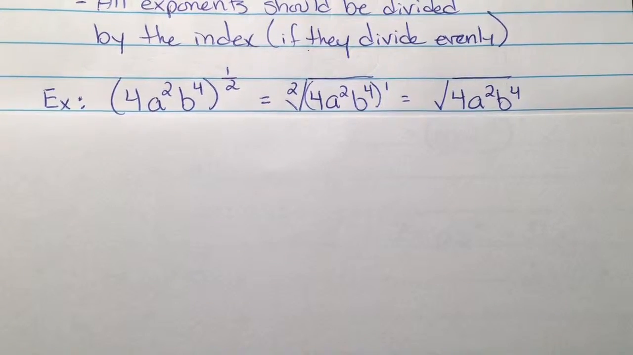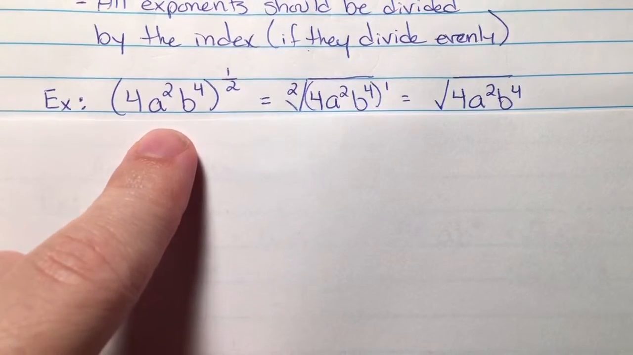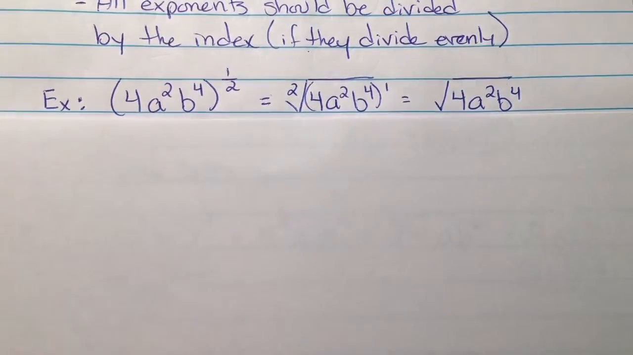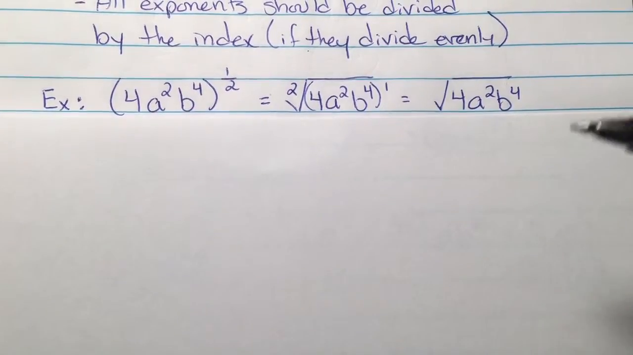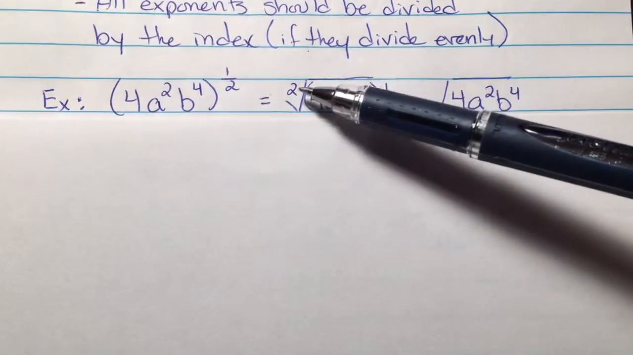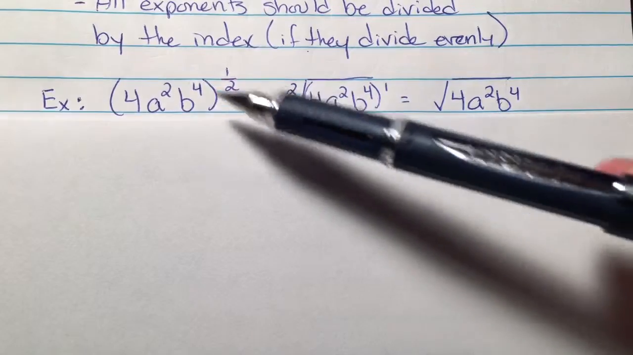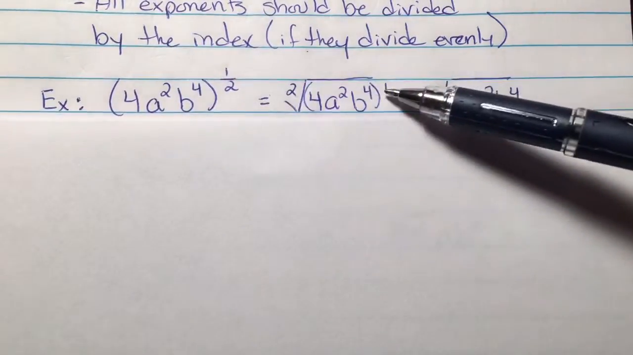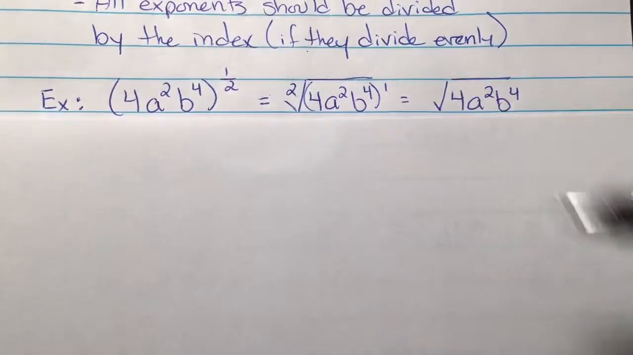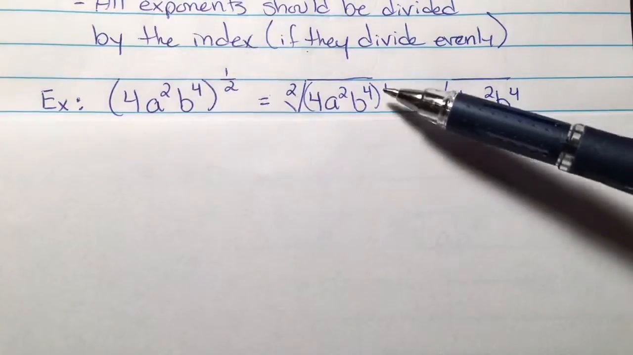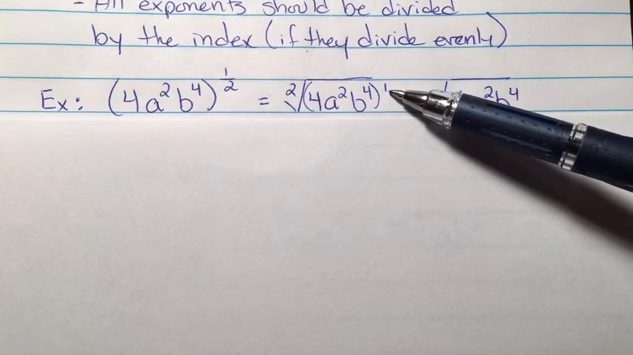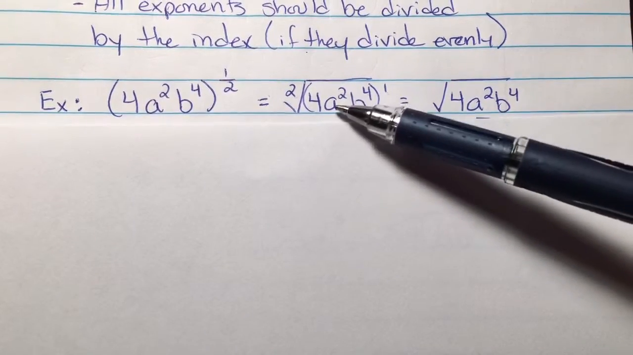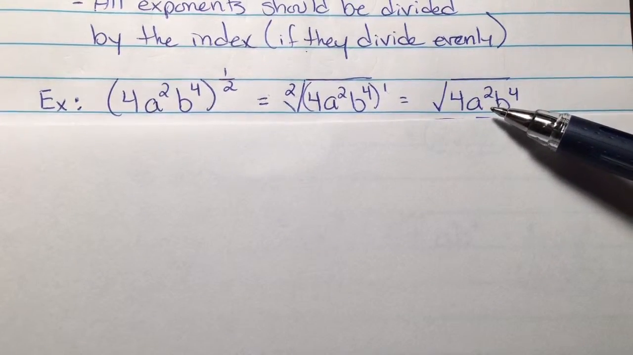Okay, so first example, we have 4a squared b to the fourth, all raised to the 1/2 power. Bottom out. Bottom number moves to the outside, becomes the index. Everything else stays inside, and remember that the numerator was a 1, so it's all raised to the first power. Which, being raised to the first power, we don't need the 1. 2 is the index on the outside, don't need that. So we can kind of simplify it to this.